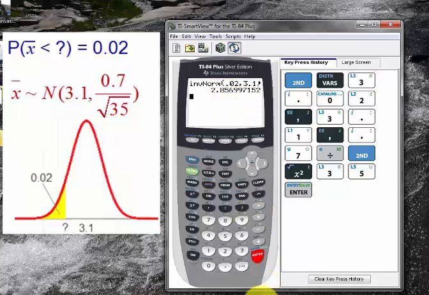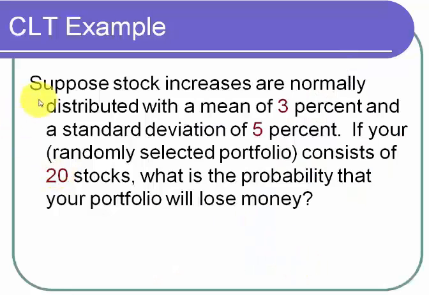So let's look at another example that I find quite useful because it has to do with investing. Okay, so here's the next example. Suppose stock increases are normally distributed with a mean of 3% and a standard deviation of 5%. So if it's a good year, you could think of this as quarterly. If it's not such a great year, you could think of this as annually. If your randomly selected portfolio consists of 20 stocks, what is the probability that your portfolio will lose money?